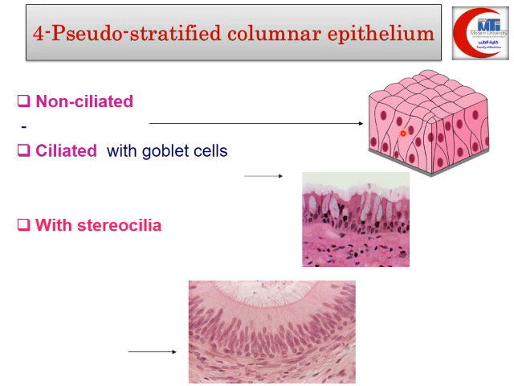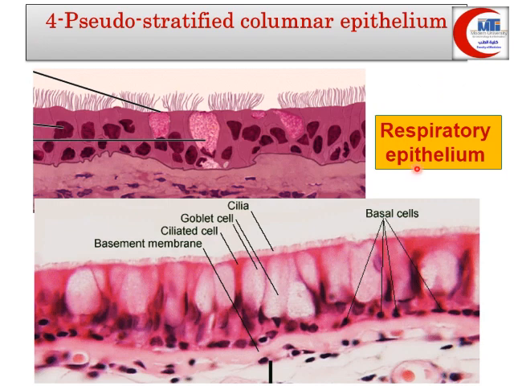Also, this type might be non-ciliated, or it might be ciliated with goblet cells, and we call it pseudo-stratified columnar ciliated with goblet cells, like the cells lining the trachea and bronchi. Or it might be provided with stereocilia. Stereocilia are long immotile microvilli. They are not true cilia, and you have studied the details of the structure of stereocilia in the cytology course. So we have pseudo-stratified columnar epithelium with stereocilia present in a structure called the epididymis, which is part of the male genital tract. This is the respiratory epithelium, pseudo-stratified columnar epithelium, but it is provided with goblet cells and also provided with cilia.